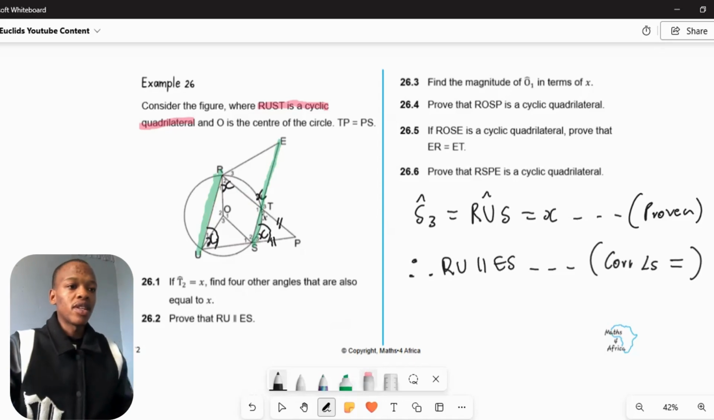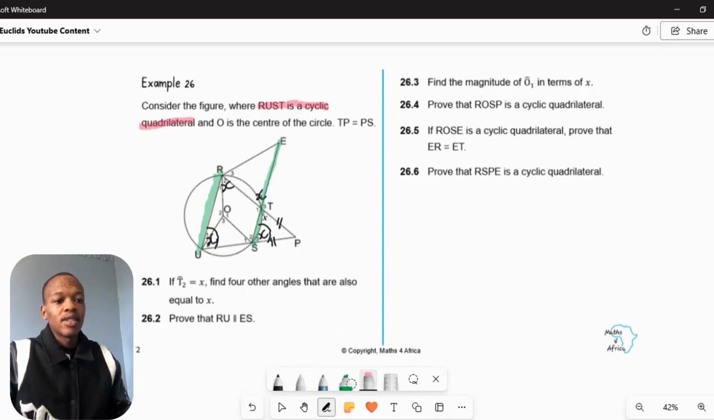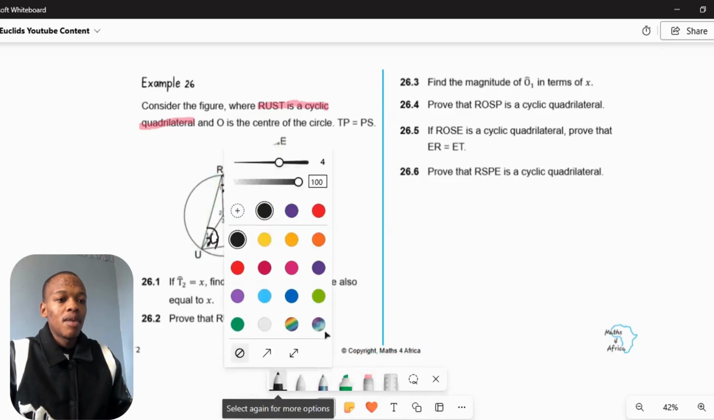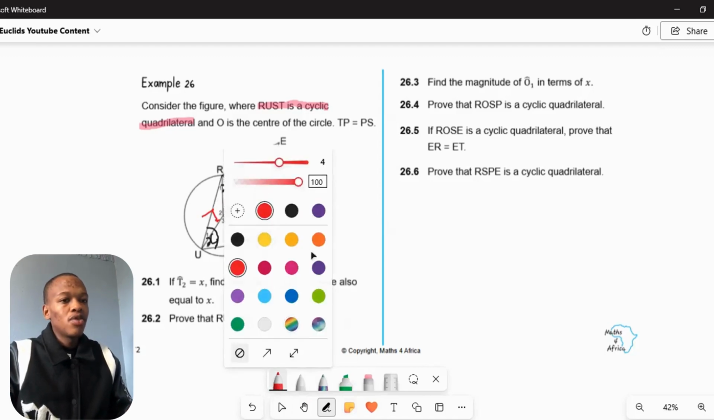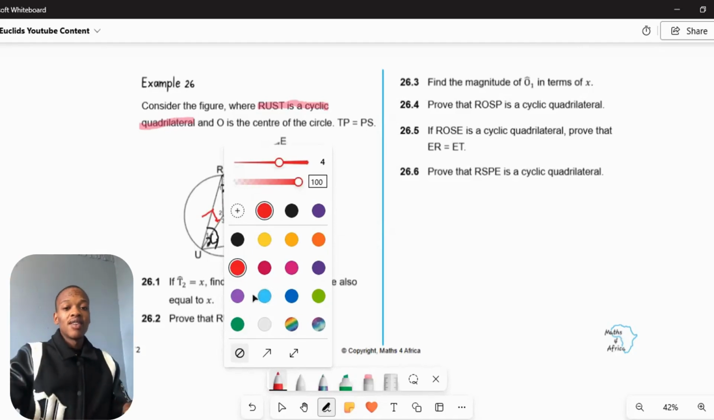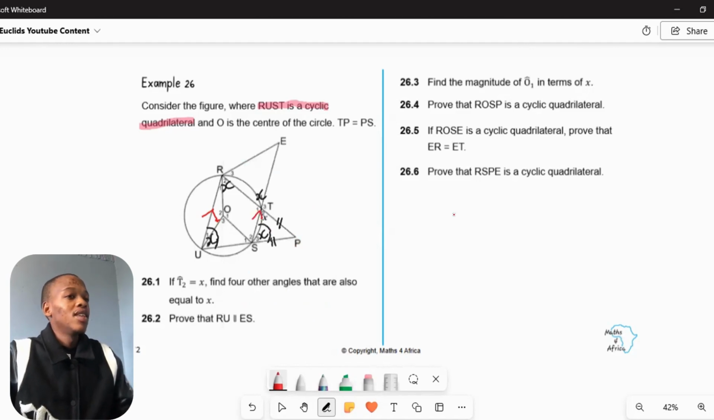Right, 26.3. Quick. Now we know we have parallel lines. Let's go and indicate that these two are parallel. Because I'm sure whatever you have just proven from the previous question, you are going to use it on the upcoming questions.